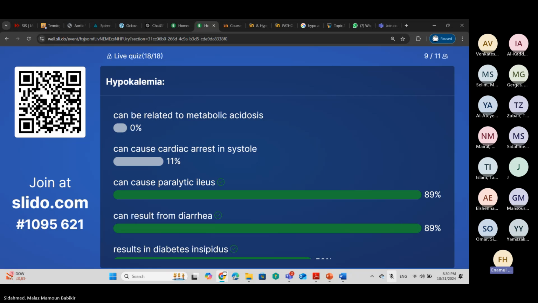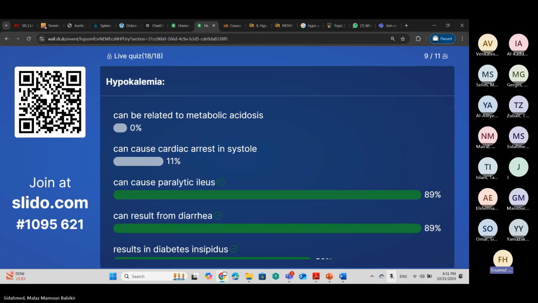Okay, I think everyone has the hang of kalemia and acidosis and alkalosis, so I'll be skipping the first one. Second one, it's cardiac arrest in diastole, not systole. Then it can cause paralytic ileus. Yes, that's correct, because there's hyperpolarization of the smooth muscle cells in hypokalemia, and then the smooth muscles will not be able to contract. So that's why you have paralytic ileus.